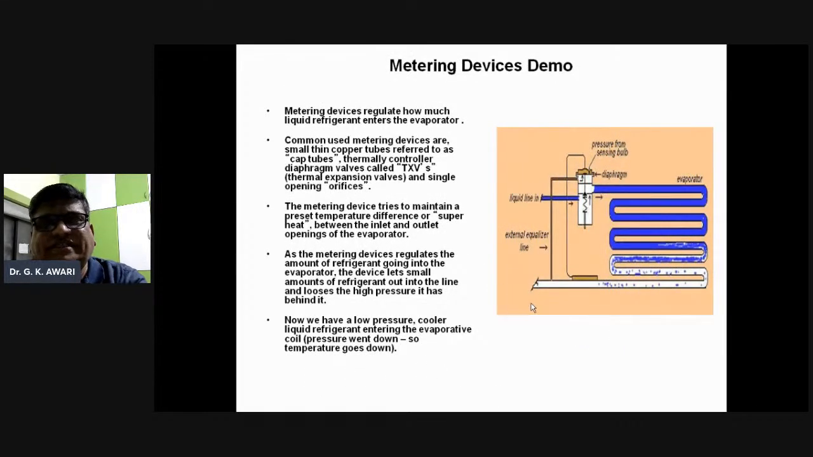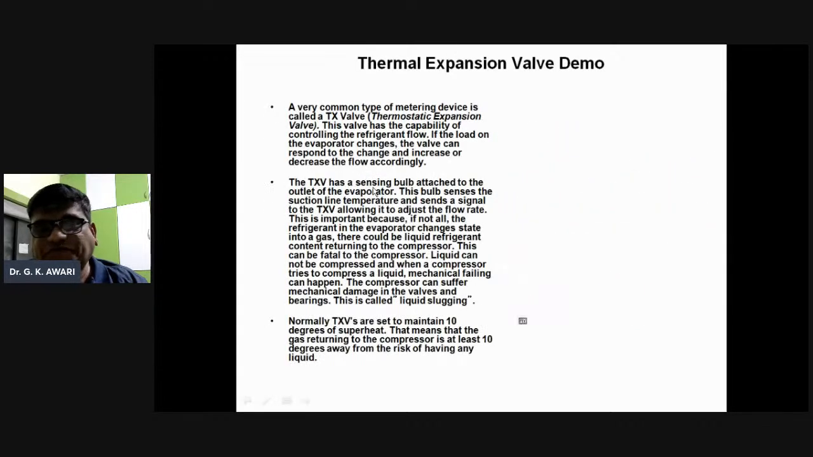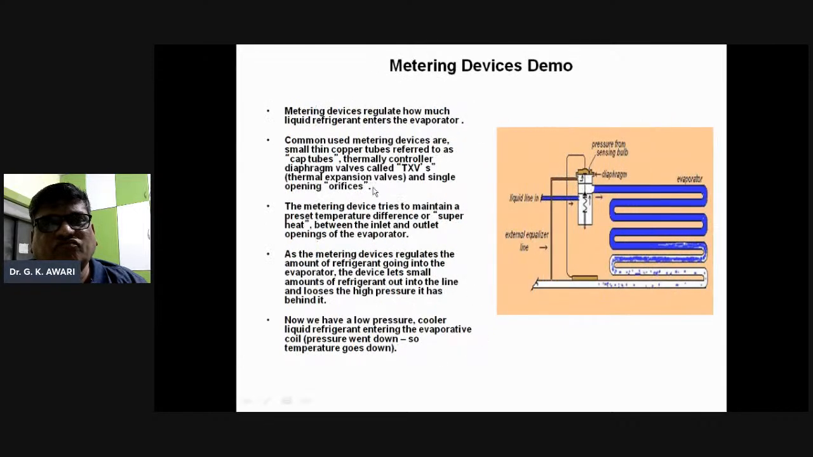Now, this is the demo of the metering device. The metering device regulates how much liquid refrigerant enters the evaporator. Commonly used metering devices are a small thin copper tube referred to as a cap tube, thermally controlled diaphragm valves called thermal expansion valves, and single opening orifices.